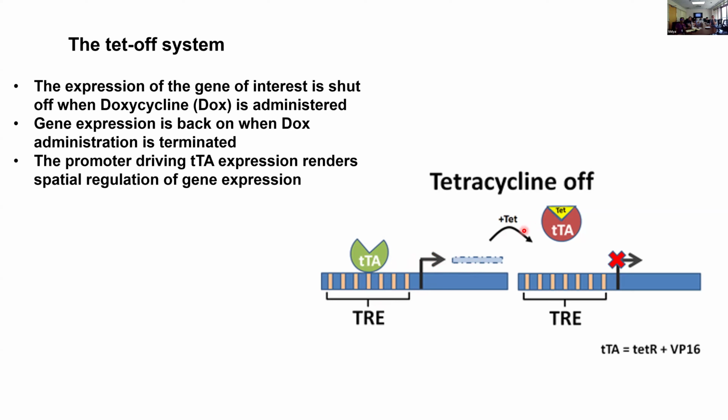tetracycline. Here it shows tetracycline, but we more often use doxycycline, a tetracycline derivative that's better than tetracycline. When you give tetracycline, it binds to tTA, and that competes with the binding to TRE so that it gets off the promoter region. So now this protein stops being expressed. That's why it's TET off.